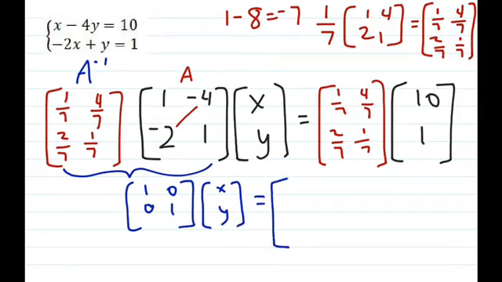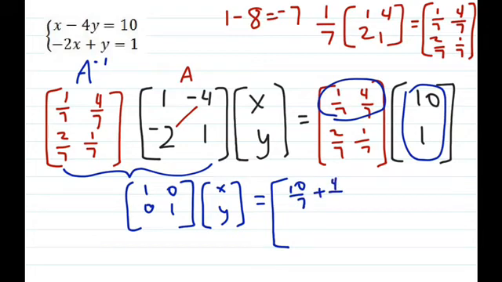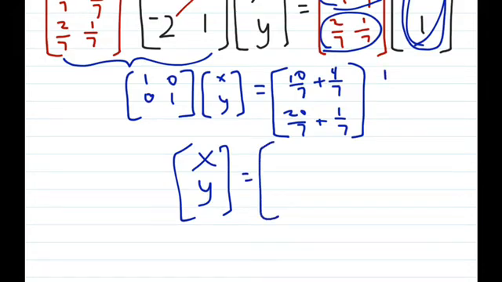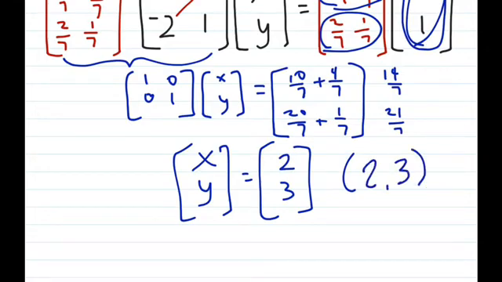So over here on the right, I'm going to have 1/7 and 4/7 multiplied by this column, so I'm going to have 10/7 plus 4/7. Then I'm going to do this row times this column, so that's going to be 20/7 plus 1/7. So that means that the matrix XY is equal to 10 plus 4 is 14/7, so I've got 2, and 20 plus 1 is 21 over 7, that would be 3, which means that my solution is 2, 3.